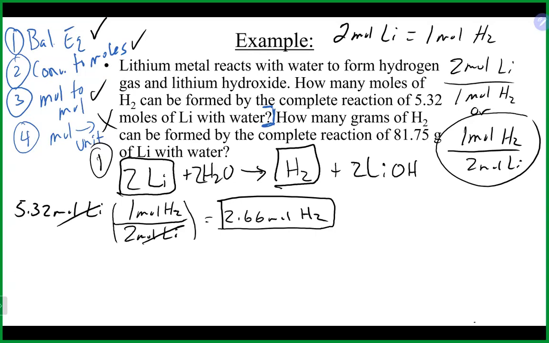But those are the steps. So step 1, step 2 was done for us, step 3 was just stoichiometry, and in this case, step 4 was not needed. Any questions on any of those steps there?